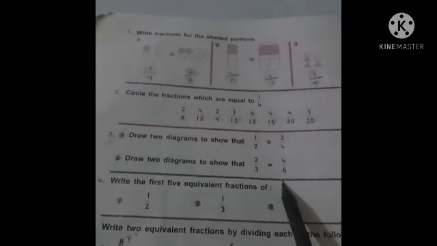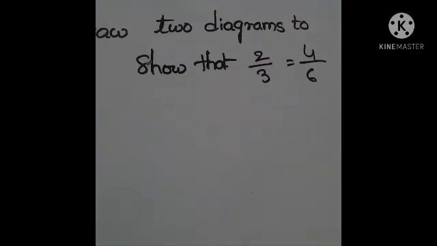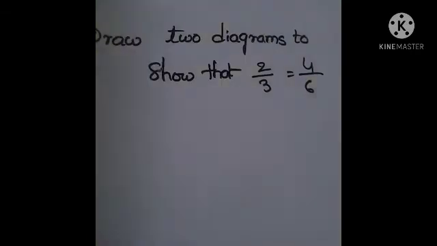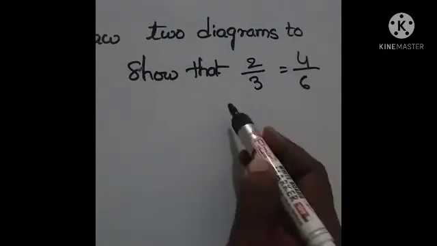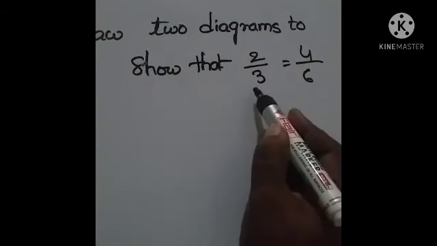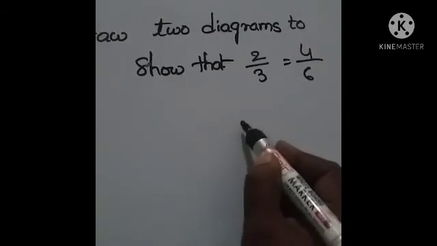Next, second one is draw 2 diagrams to show that 2 by 3 is equal to 4 by 6. 2 by 3 is equal to 4 by 6. Draw 2 diagrams to show that 2 by 3, 4 by 6. Okay, first, what number is given in the denominator? 3.